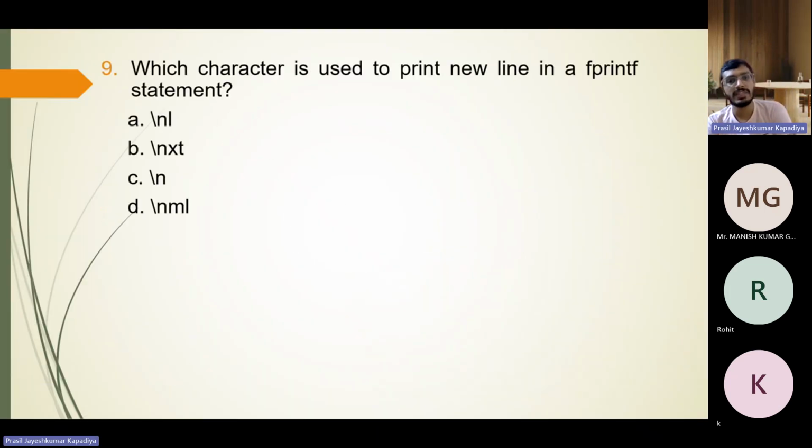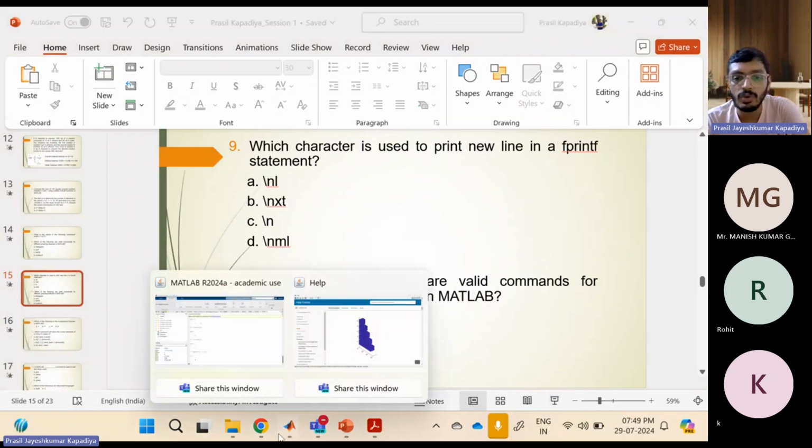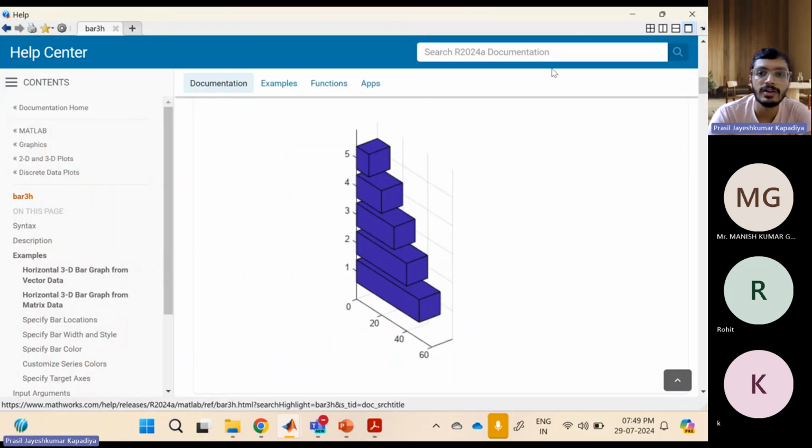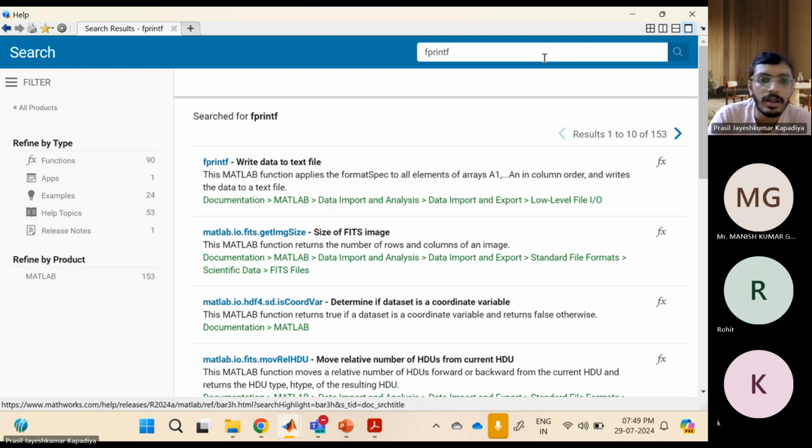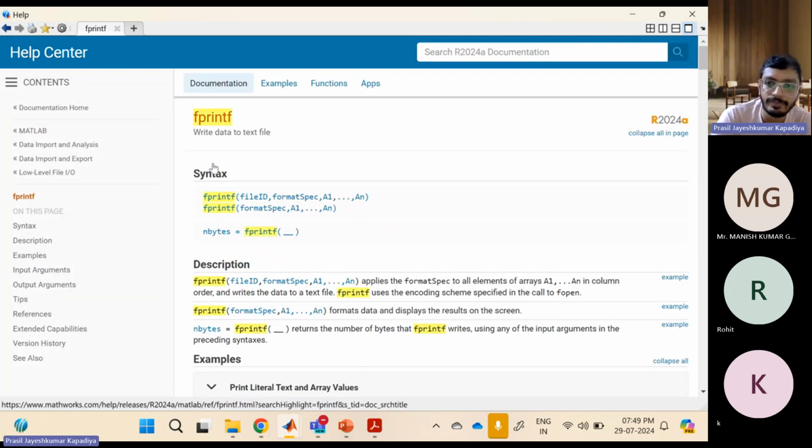Now the next question is, which character is used to print a new line in fprintf? So let's go to fprintf here. Fprintf. So I will be choosing fprintf here.